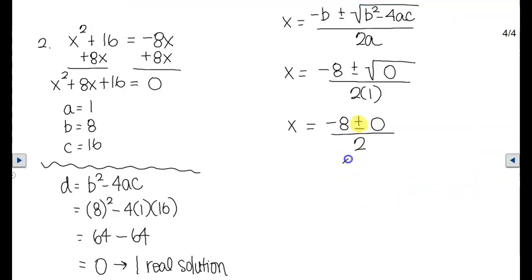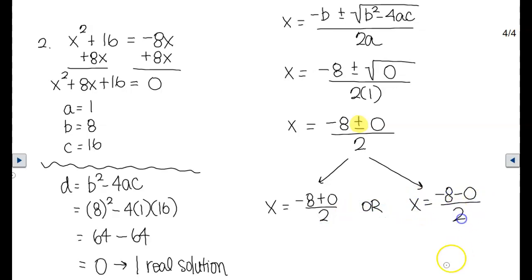Now remember, you've got here plus or minus. So there are actually two things going on here. x can be a negative 8 plus 0 divided by 2, or x can be a negative 8 minus 0 divided by 2. So all I'm doing here is taking this plus or minus and splitting it apart so that I can see both options. But here's the deal. Let's work this out as much as we can. We know what negative 8 plus 0 is. That's just negative 8. And negative 8 divided by 2 is a negative 4.